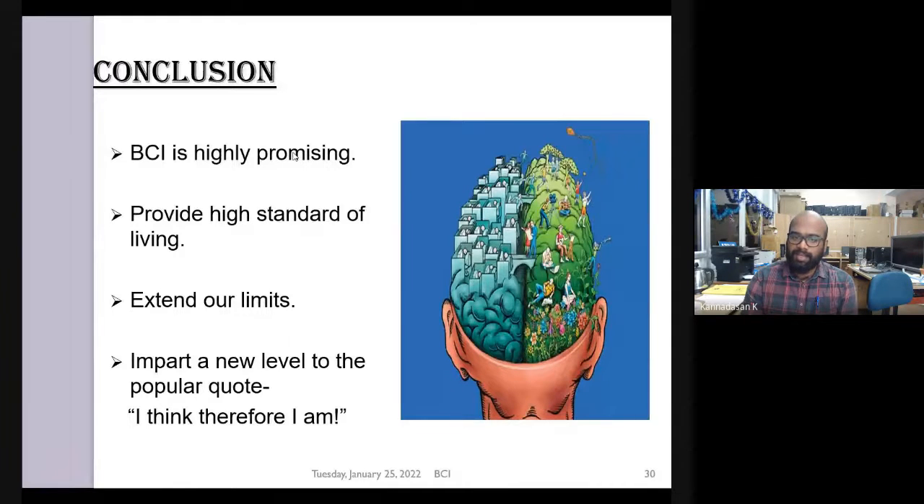As it is improving the standard of living, it provides a high standard of living, it extends our limits. Whatever we think, it is just extending, right? Before that, when a person's hand was lost, we thought we couldn't do anything. Now we have a robotic arm. Now we can control it with your brain signals. Even if you did not have a normal hand, the robotic arm will work. So we are extending our limit. That is what is happening nowadays.